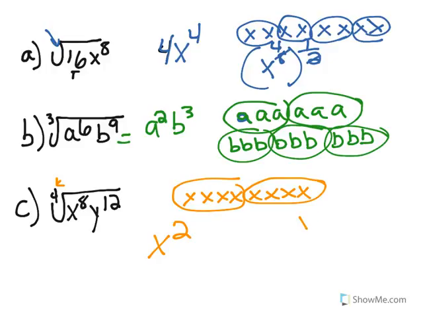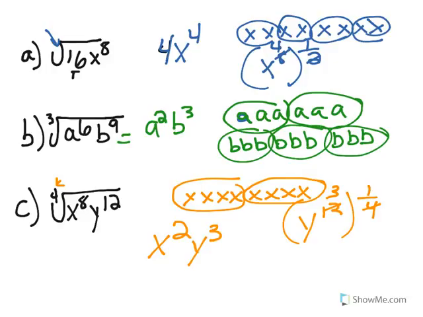Now let's look at y to the 12th, the other way I showed you, and that would be by 1/4. So that would be y to the 3rd. So my simplified version would be x squared y to the 3rd.